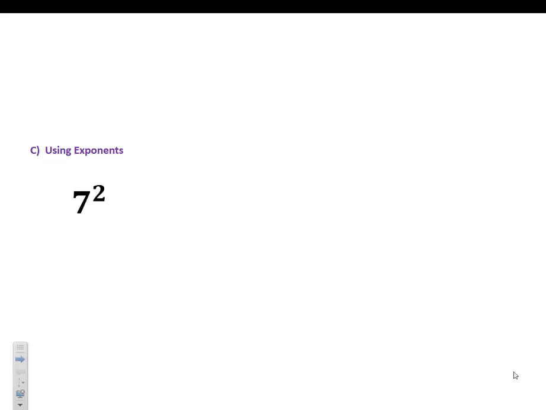So let's talk about this. Using these exponents, what we have here is 7 to the second power. Let's talk about what all that means, every part of it. First of all, we have the 7. The 7 is the base. This is the base. 7 is the base. The 2 is the exponent.